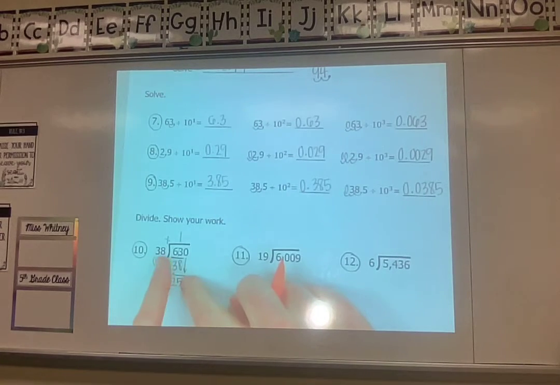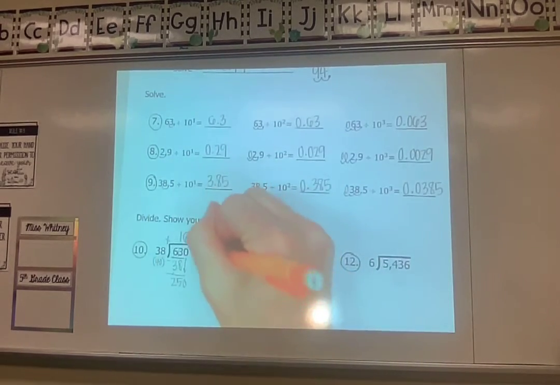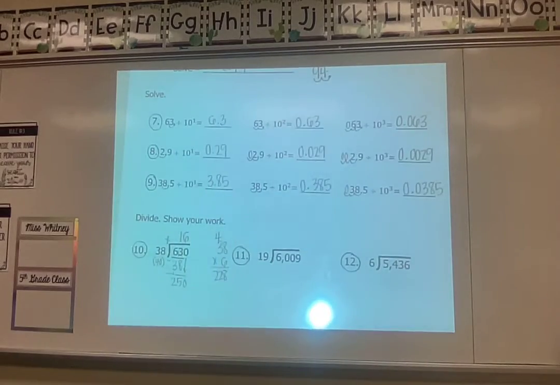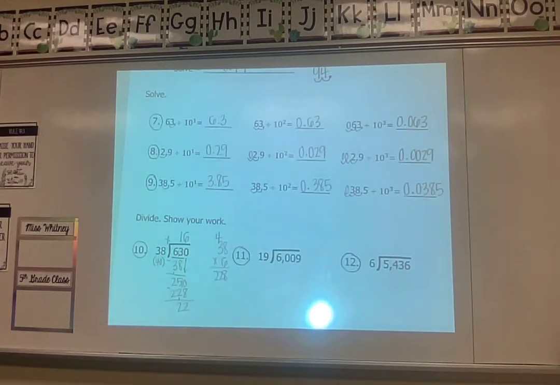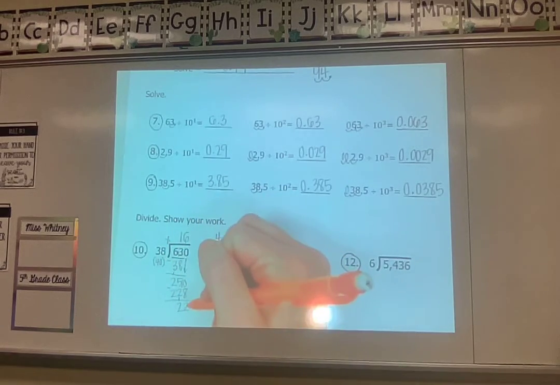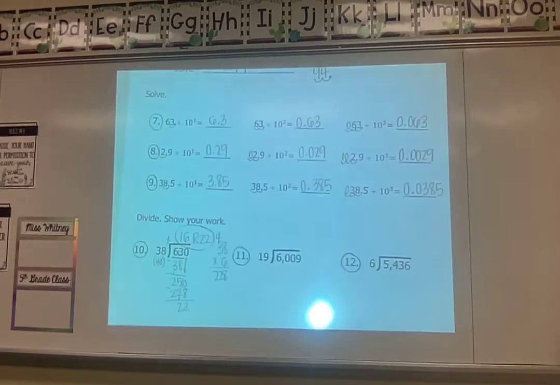So cover up my back numbers. How many 4s will fit into 25? Well, that would be a 6. And then I need to multiply 38 times 6. That would be 228. So I'm going to subtract 228. Do a little take one, give one again. That would be 22. I do not have anything to bring down, but there were no decimals here, so it's okay to have a remainder. 16, remainder 22 would be my final answer.